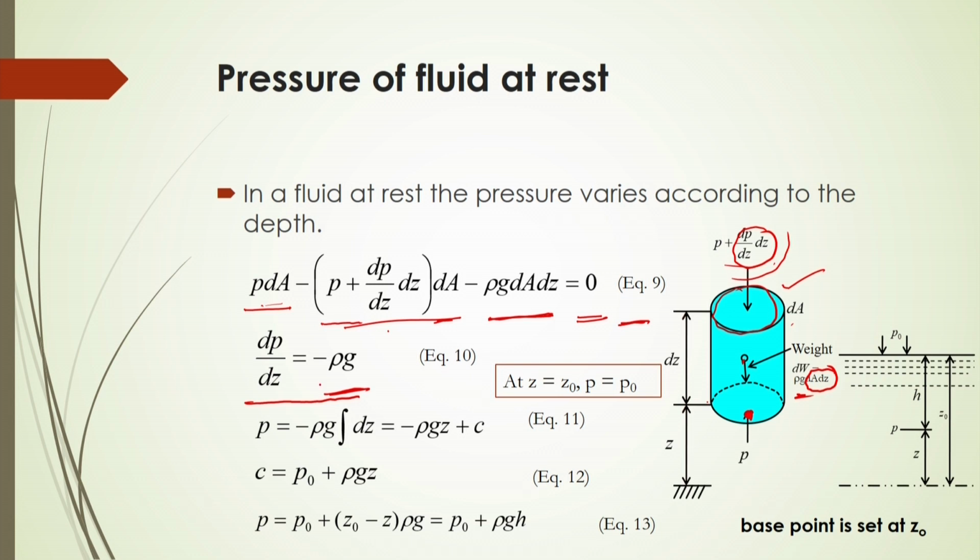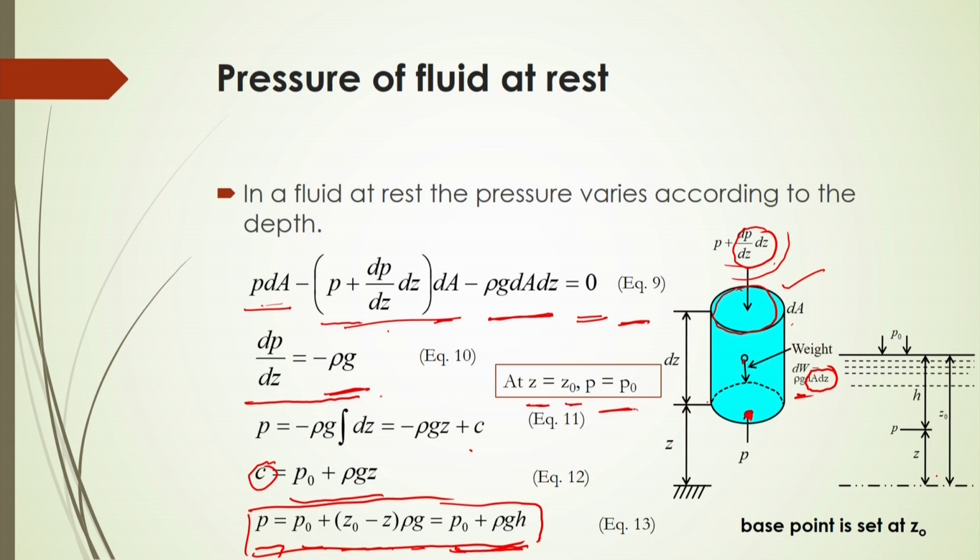If we integrate this differential equation dP/dz equals minus ρg with the boundary condition that at z equals z0, P equals P0, that means at the bottom P is P0, then after integration the constant of integration will be P0 plus ρg z0, and hence P will be equal to P0 plus (z0 minus z) times ρg, which equals P0 plus ρgH, because z0 minus z equals H. So, this is your final equation, called the equation of statics of the fluid.